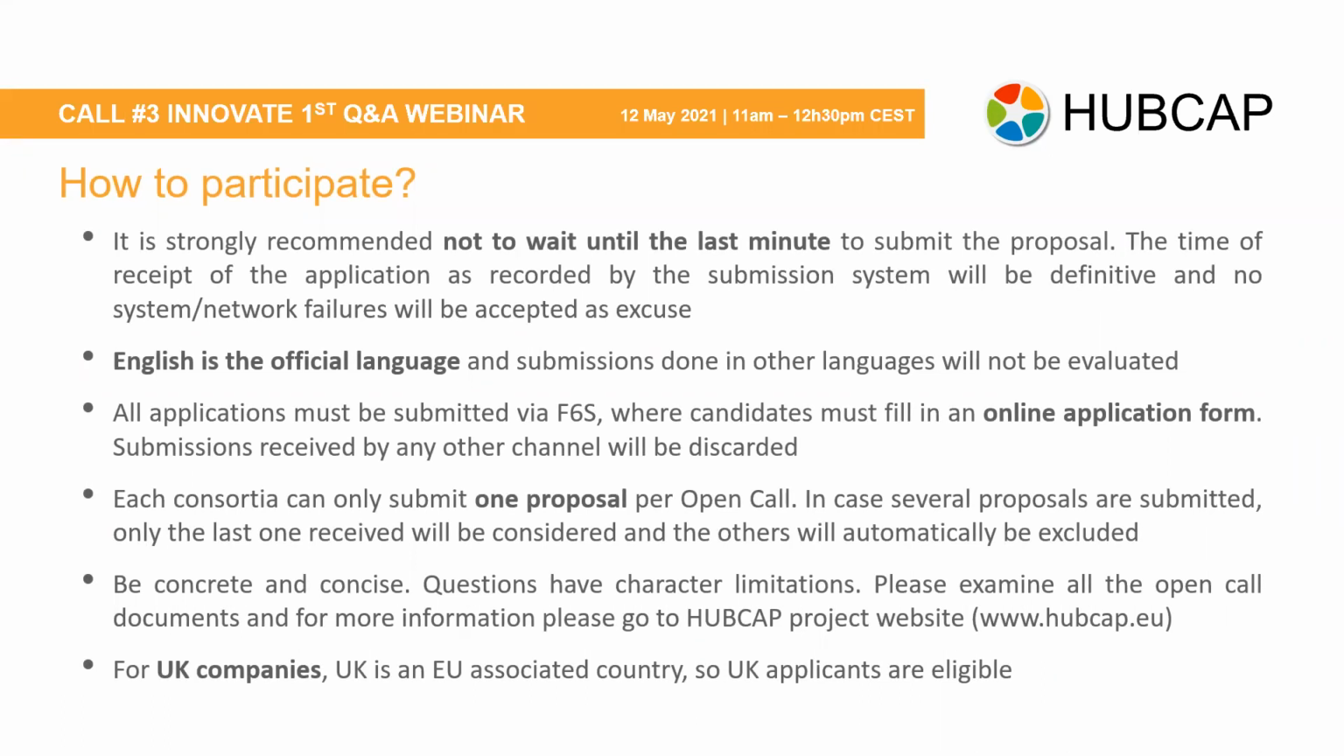How can you participate? All the applications are submitted through the F6S platform. So you need to enroll your SME, if not already within the F6S platform, and then access the Call 3 Innovate application page and application form, and you can submit your project proposal through the application form. We strongly recommend not to wait until the last minute to submit your proposal. You have still 1 month and a half, so take time and read the application questions carefully.